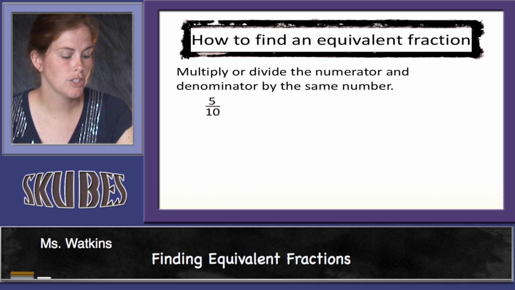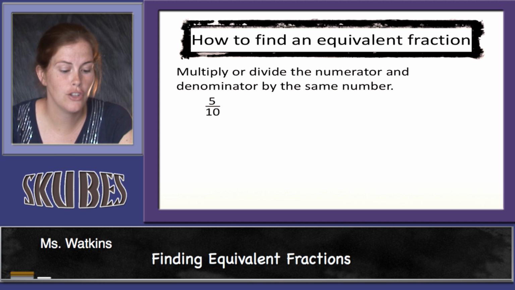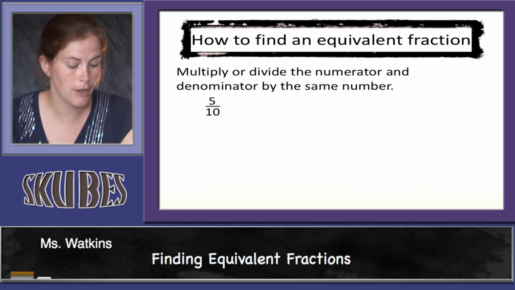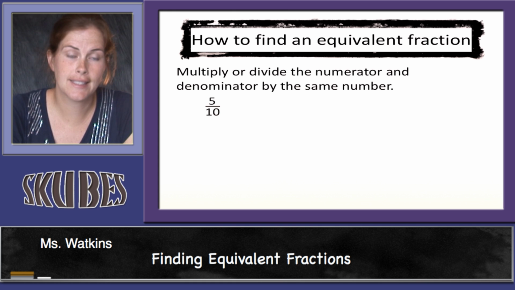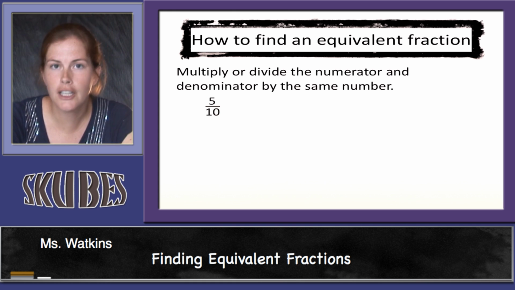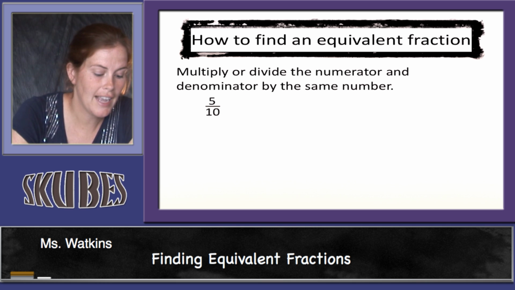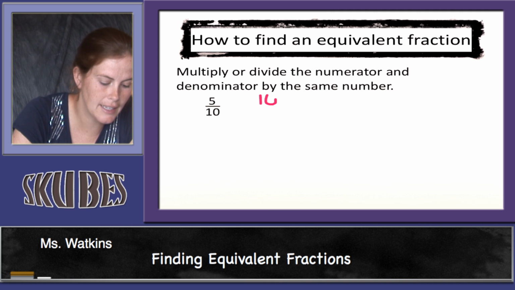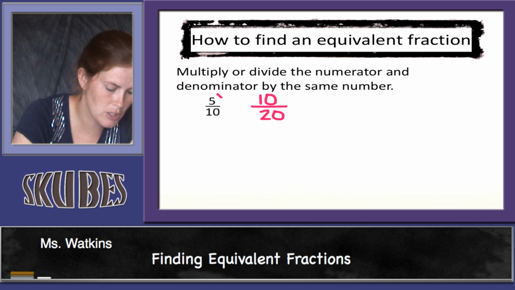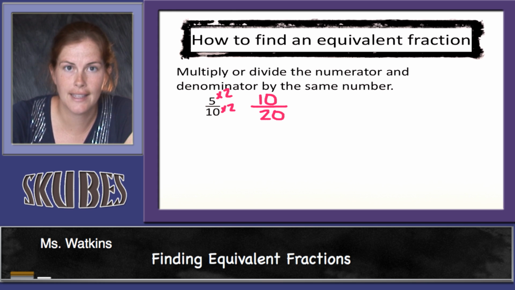How to find an equivalent fraction? One way to find an equivalent fraction is to multiply or divide the numerator and denominator by the same number. So let's look at our fraction here, 5/10. If I wanted to multiply the numerator and denominator by the same number, I'm not going to choose a really large number. I'm going to keep it simple. So I'll start with 2. I could do 5 times 2, which equals 10, and then 10 times 2, which equals 20. So what I did is I multiplied the numerator and denominator by 2. And so I know 10/20 is equivalent to 5/10.